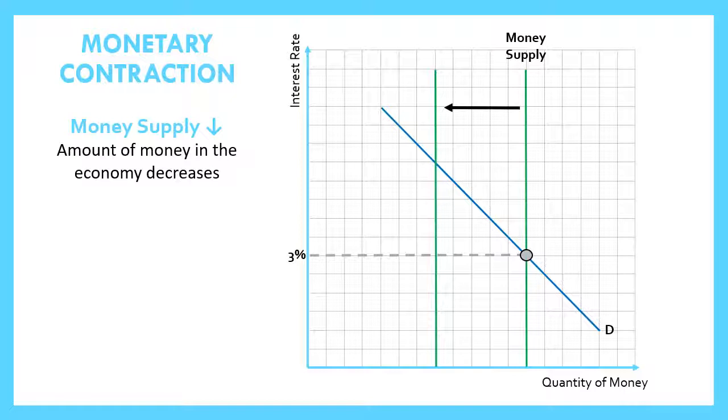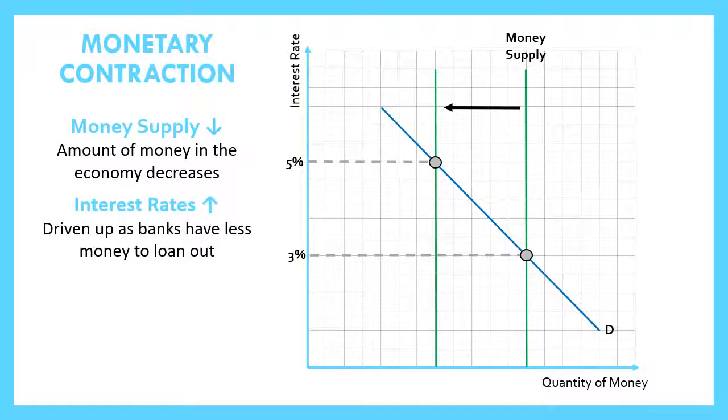Well, whenever that happens, if we were to stay at our previous interest rate, that 3%, we actually have a shortage. If you notice, our supply is to the left of our demand. Because of that, since there's less money available, interest rates are actually driven up. Because banks have less money to loan out, the price of money, or the price of a loan, an interest rate, is going to increase.